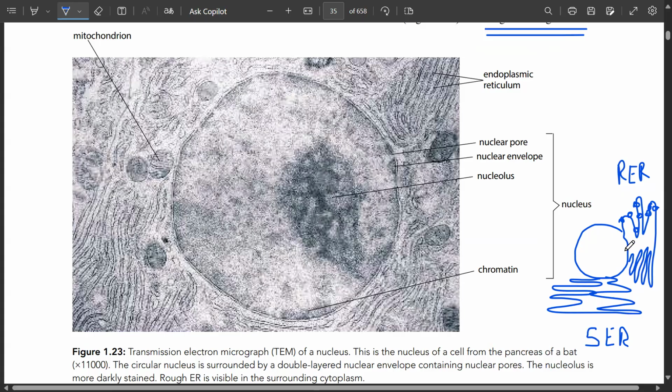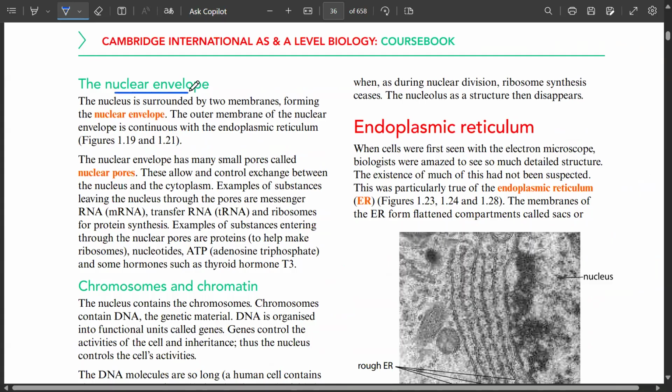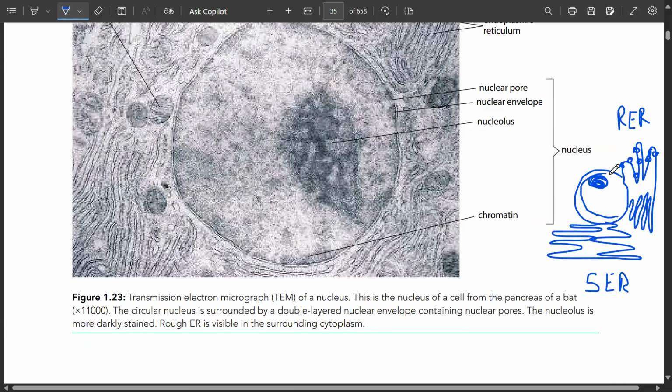Good answer. Then we have the nucleoplasm, and inside the nucleoplasm, we have the deeply dark structure known as the nucleolus. The nucleus is surrounded by two membranes, forming a nuclear envelope. The outer membrane is always filled with the endoplasmic reticulum, like I've drawn over it, and then there's an inner membrane that does not have the endoplasmic reticulum. So basically, this RER and SER is the outer membrane of the nucleus, and this is the inner membrane. Are you getting it?